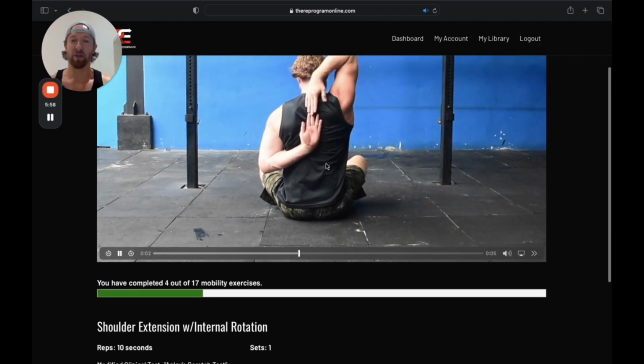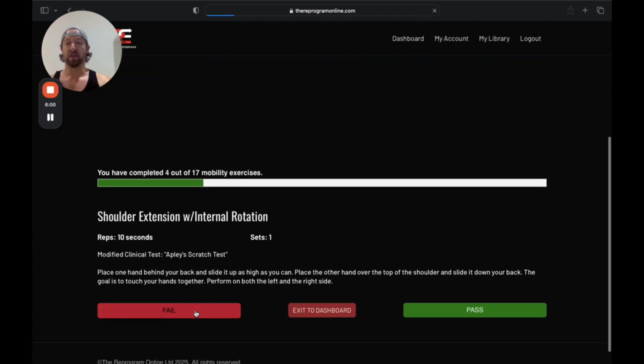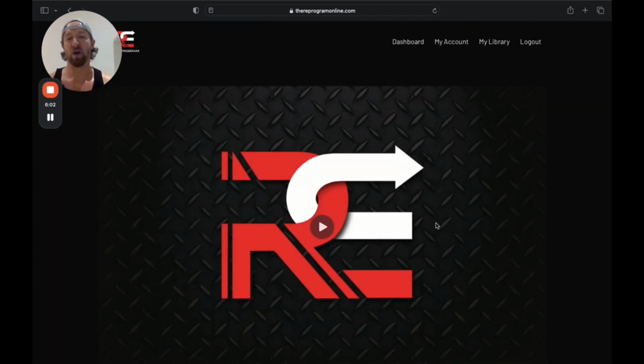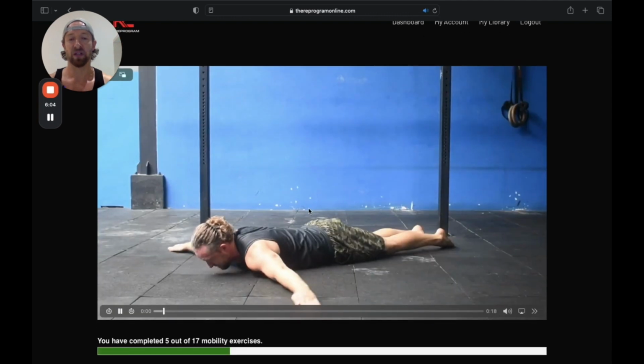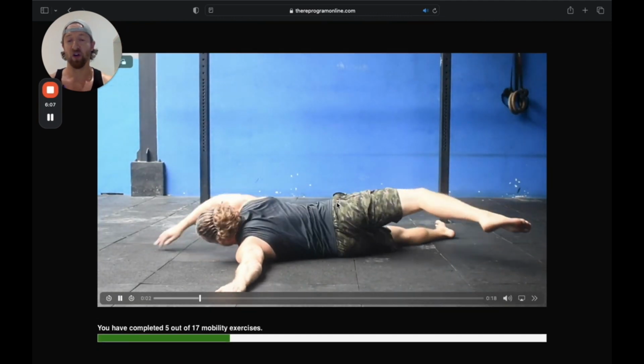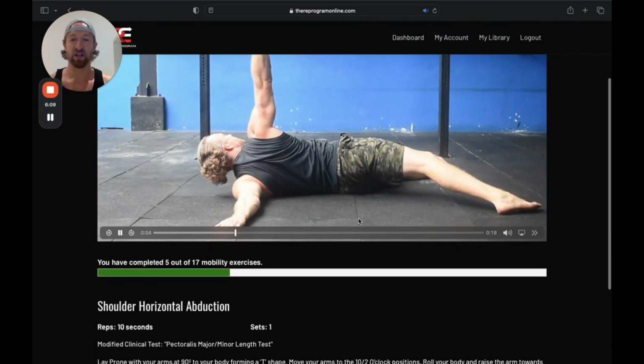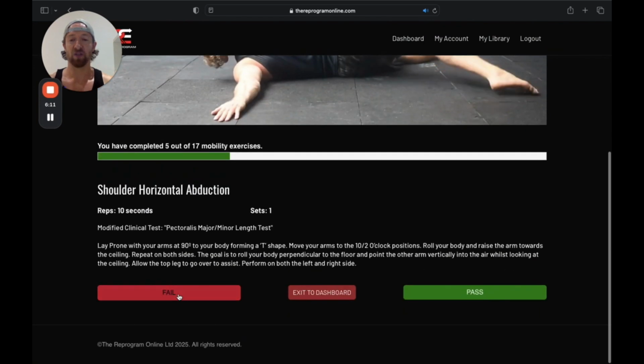That's not a common one that people pass, so I'm going to fail that one. Shoulder extension, internal rotation is quite limited on most, especially particularly working in office. This is a tough one, so let's fail this one.